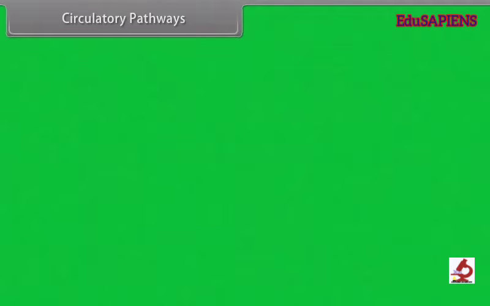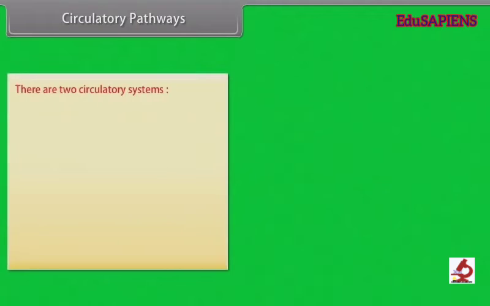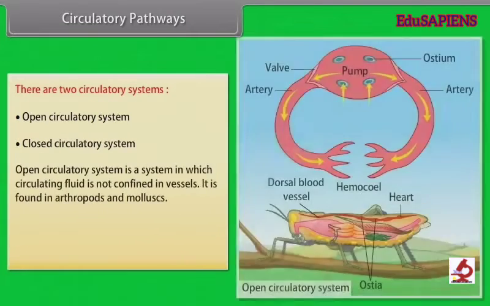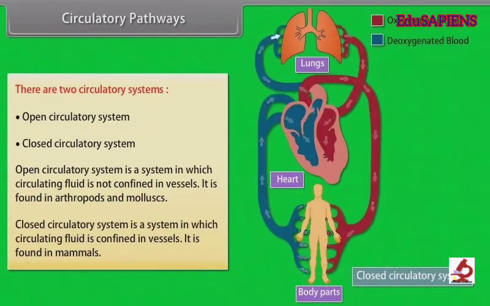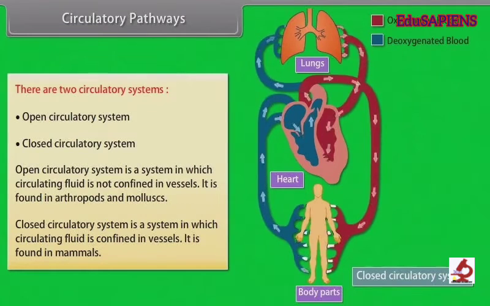Circulatory pathways. There are two circulatory systems: open circulatory system and closed circulatory system. Open circulatory system is a system in which the circulating fluid is not confined in vessels. It is found in arthropods and mollusks. Whereas closed circulatory system is a system in which the circulating fluid is confined in vessels. It is found in mammals.